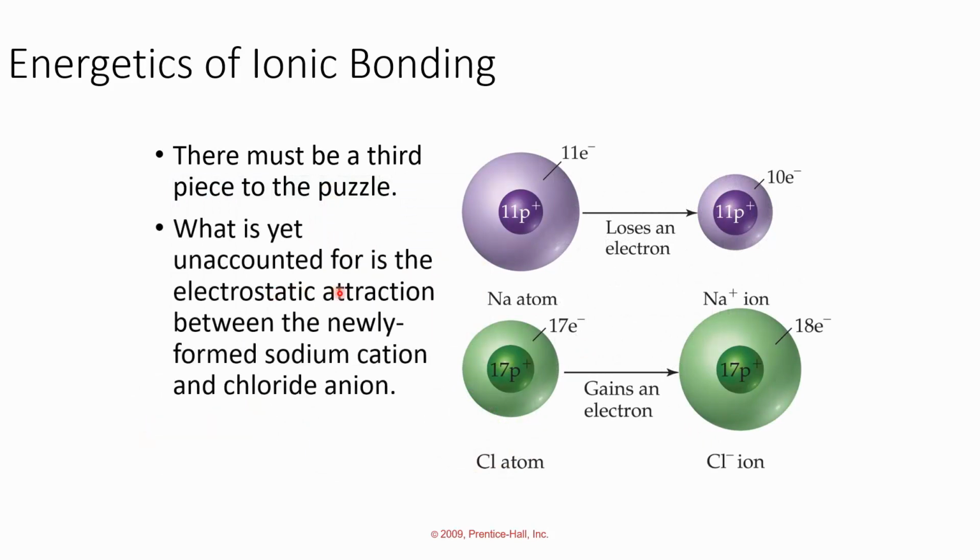What is yet unaccounted for is the electrostatic attraction between the newly formed sodium cation and chloride ion. So again, a sodium atom loses an electron to become Na+ ion, and a Cl atom gains an electron to form Cl- ion. And since they are oppositely charged, there is electrostatic attraction between them in the newly formed compound called NaCl.